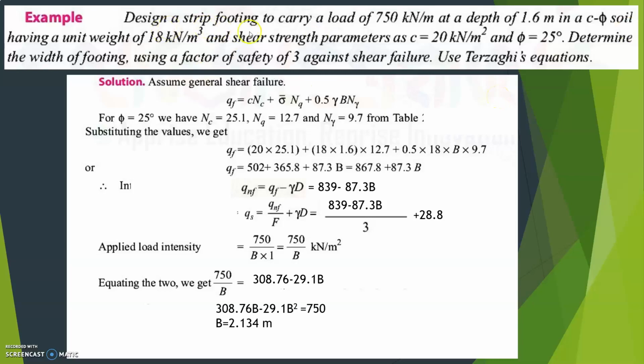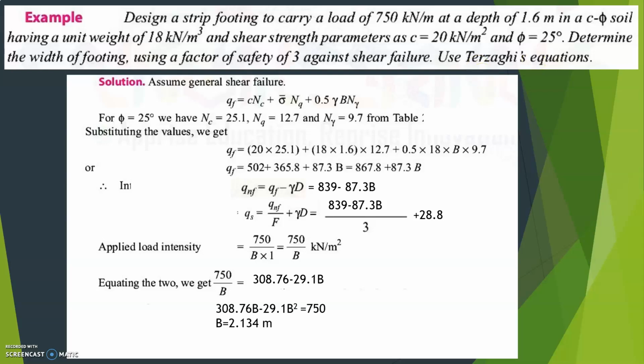Okay, design a stiff footing to carry a load of 750 kilonewton per meter at a depth of 1.6 meter in a C-phi soil having a unit weight of 18 kilonewton per meter cube and shear strength parameters as C is equal to 20 kilonewton per meter square and phi is equal to 25 degree. Determine the width of the footing using a factor of safety of 3 against shear failure, using GIS equations. Okay, here also it asks to design a stiff footing, which means you have to find the size of the footing. This is a stiff footing, so you have to calculate what is B.